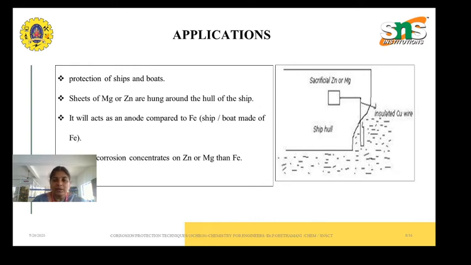The more active metal hung around the ship acts as an anodic part compared to iron, because we know that ships and boats are always made of iron. So all the corrosion will concentrate on the zinc or magnesium rather than the iron. This is the best method they use to protect.